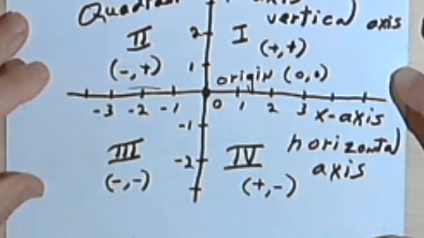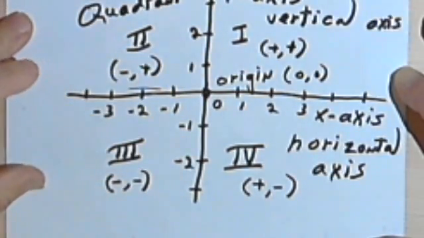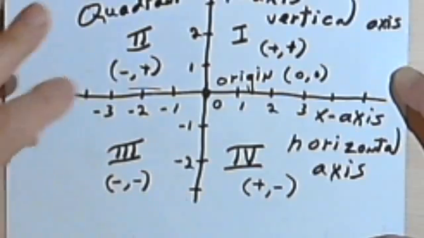Okay, that's it for now. This basically was about naming the different parts and labeling them and so on. In the next video, we'll talk about actually placing points in the graph.